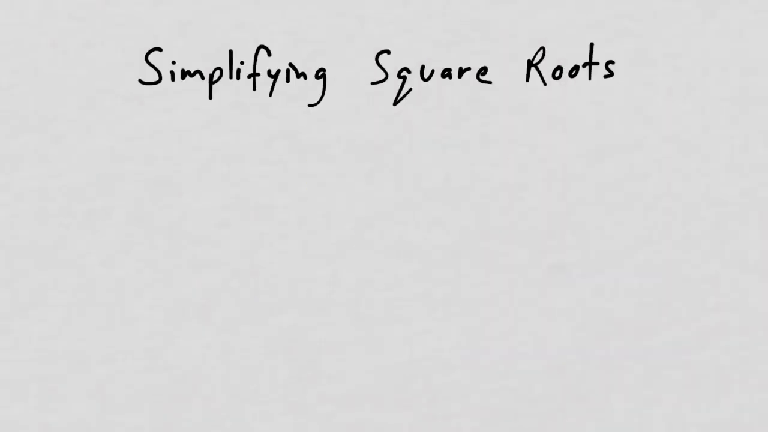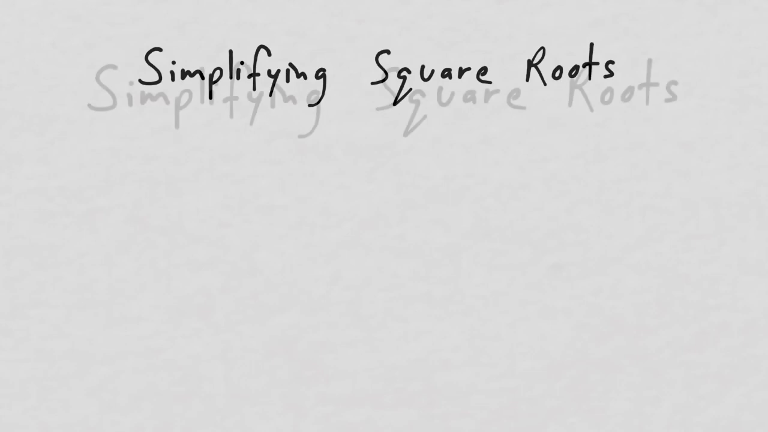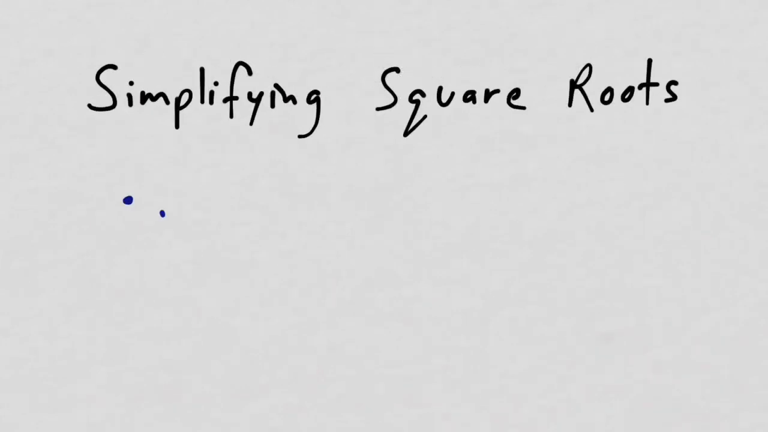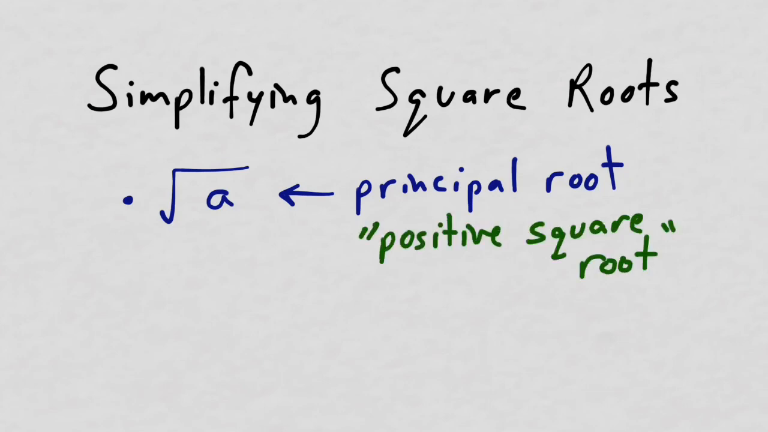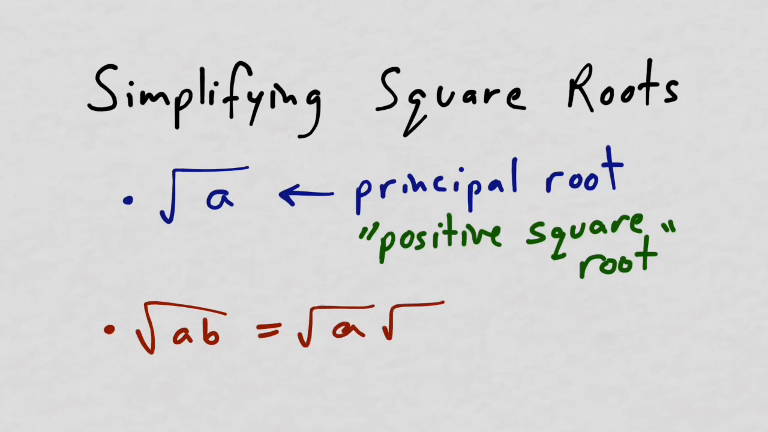So let's look back at the ideas that we've seen in this video. One idea is the square root symbol itself. The square root symbol, we've seen, represents the principal root, and by that we mean the positive square root. We've seen that if we have the square root of the product of two things, we can write that as the product of the square root of each factor.